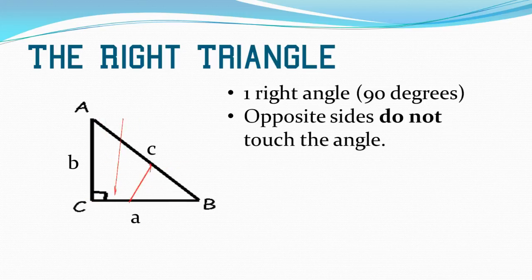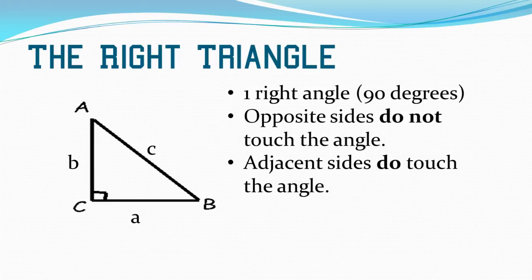Opposite sides are directly opposite. They're across from the angle. We've discussed the relationship: the biggest angle is across from the biggest side. The smallest angle is across from the smallest side. These are opposite sides.